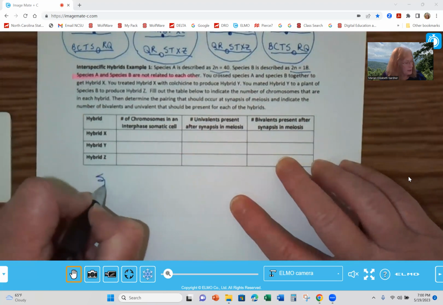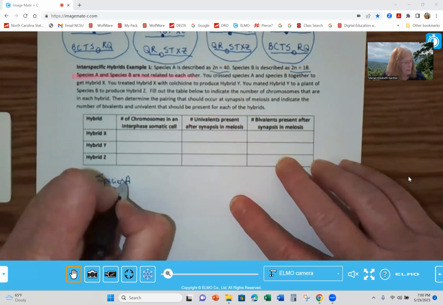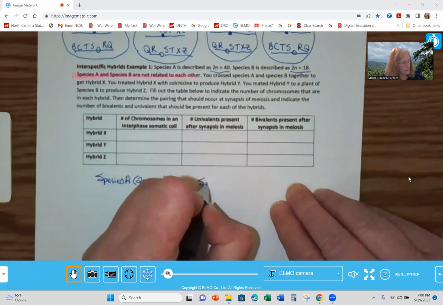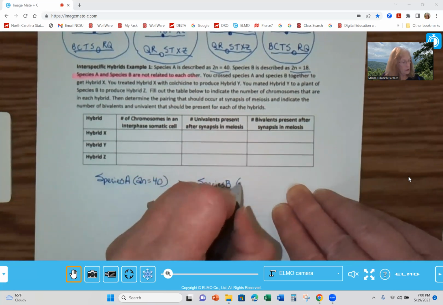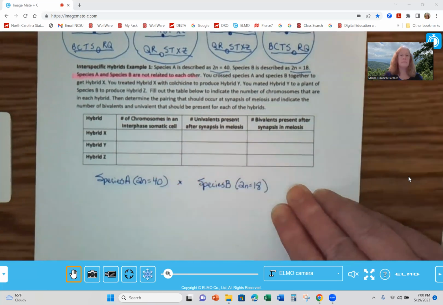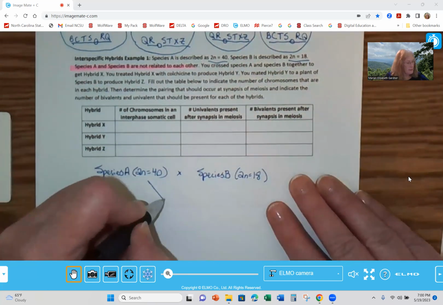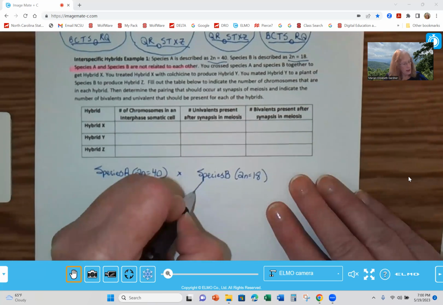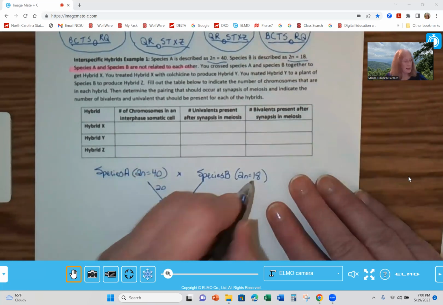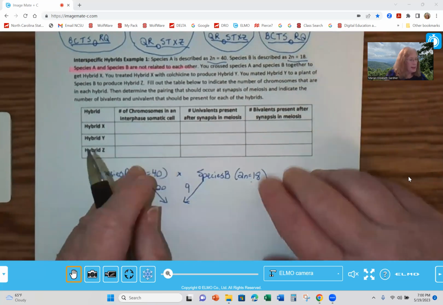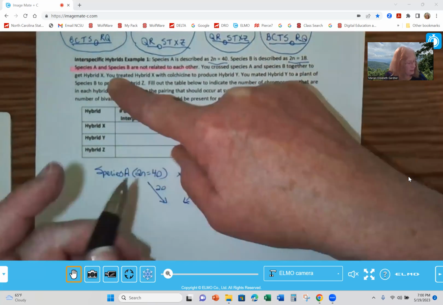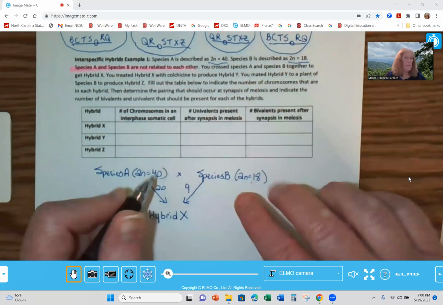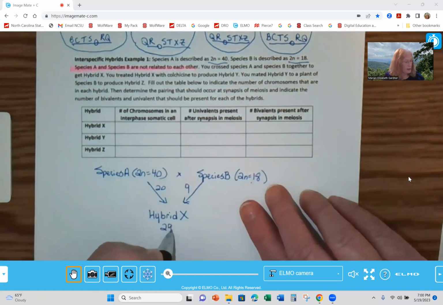Let's do that. Species A is 2n equals 40. And species B, 2n equals 18. The gamete from species A has half of the 40 or 20 chromosomes. The gamete from species B has half of 18 or 9 chromosomes. And they said that when we did that, we formed hybrid X. Hybrid X then must have 29 chromosomes.